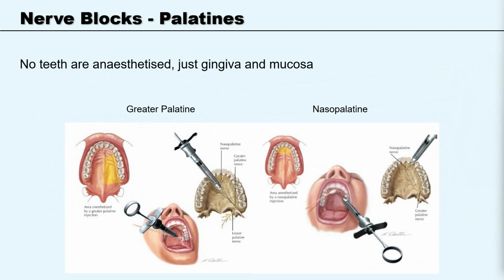These pictures show a greater palatine nerve block, which blocks the greater palatine nerve just after it has emerged from the greater palatine foramen. You are not actually trying to stick a needle into the foramen. The greater palatine block doesn't anaesthetize any teeth, just the ipsilateral hard palate and the palatine gingiva. As the anterior aspect of the palate and the associated gingiva are also innervated by the nasopalatine nerve, the greater palatine nerve block won't anaesthetize this either.